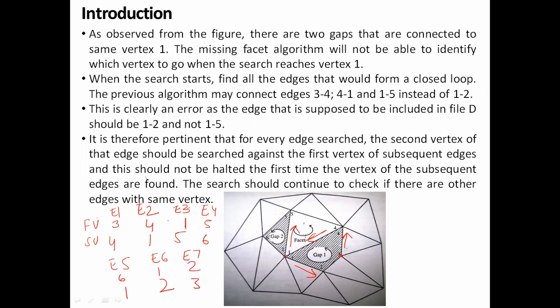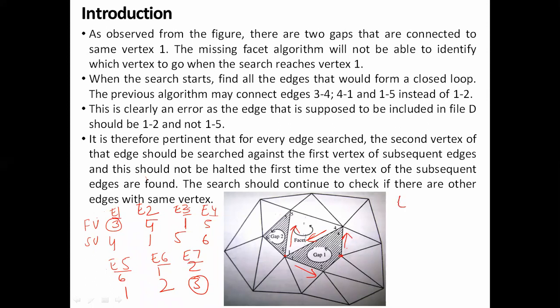Now, if you remember the closed loop algorithm, edge 1's first vertex has to become the second vertex of the last edge. Only then is the loop completed. We have got 7 edges over here: E1, E2, E3, E4, E5, E6, and E7. 3 was the first vertex of the first edge, and now 3 is the second vertex of the E7 edge. That means the loop has been completed. So there are 7 edges over here.